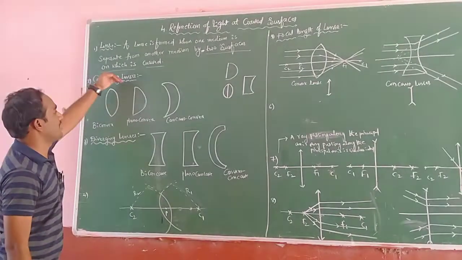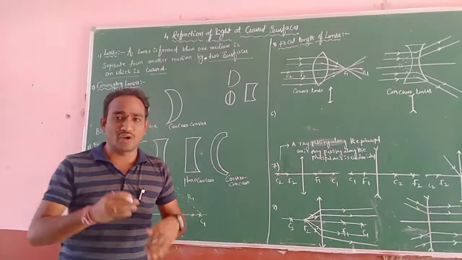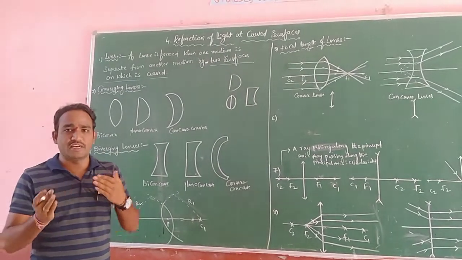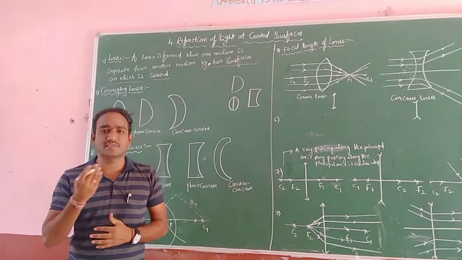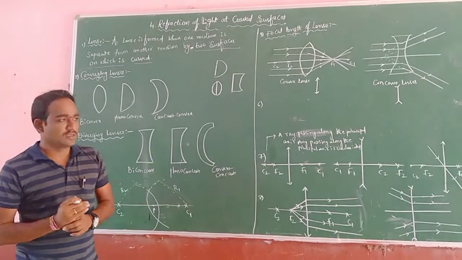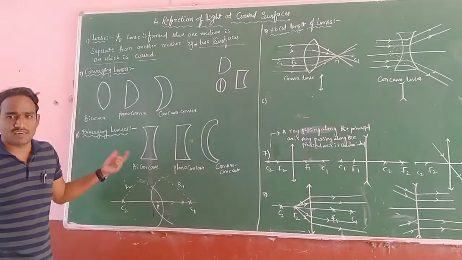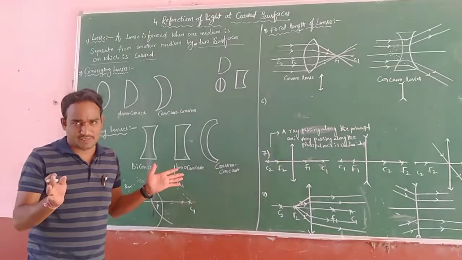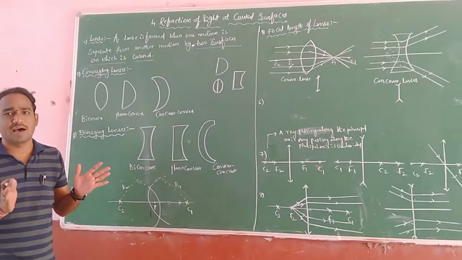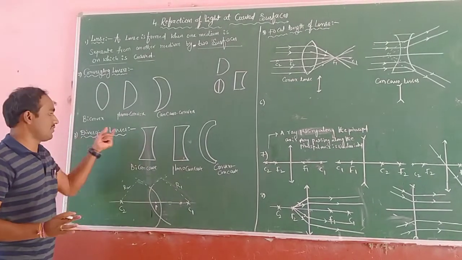So what is the property of a converging lens? If any ray after refraction bends towards the normal, it comes to a point on the principal axis. And what is a diverging lens? Diverging means it is spread out. After refraction, the rays diverge or seem to be emitted from a point. So that's why we call it a diverging lens.